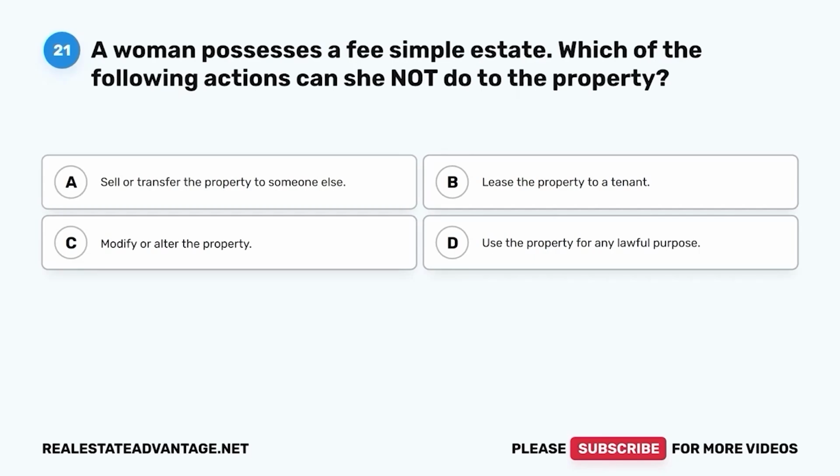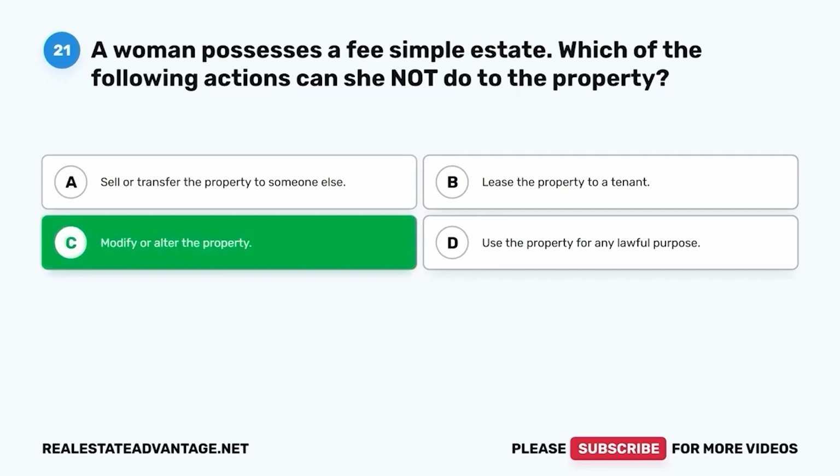A. Sell or transfer the property to someone else. B. Lease the property to a tenant. C. Modify or alter the property. D. Use the property for any lawful purpose. The correct answer is C. Modify or alter the property.